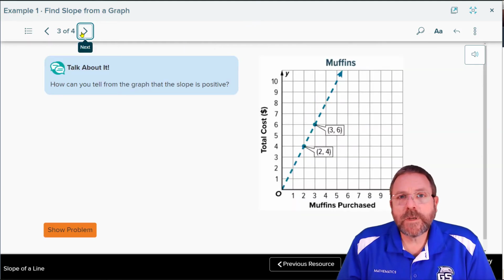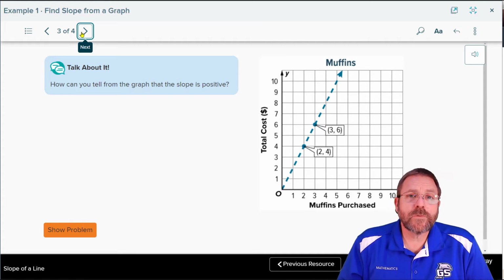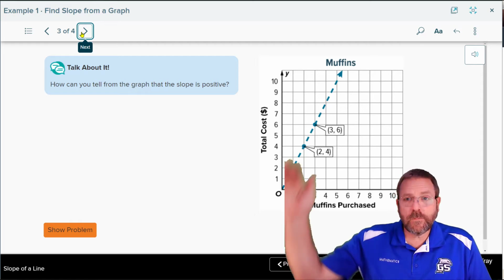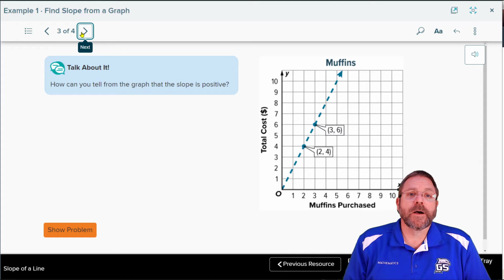Now how can we tell that that graph is going to be positive? Well, the math told us it was going to be positive, but if we just look at it from the left to the right, you're going uphill. That means it's going to be a positive graph.